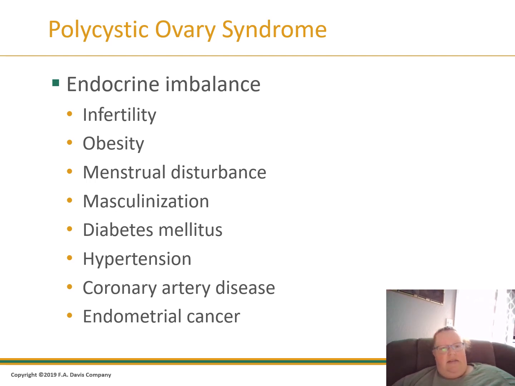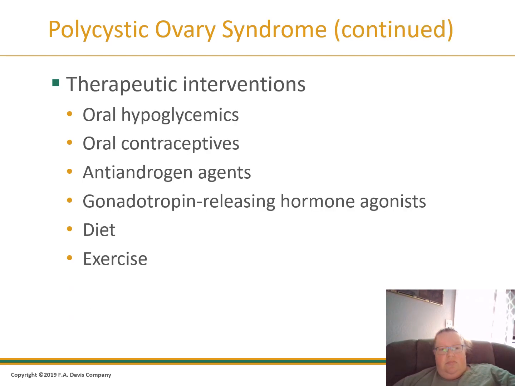But other things that can cause that are diabetes, hypertension, coronary artery disease, and endometrial cancer. Therapeutic interventions are oral hypoglycemics, oral contraceptives, so you get to replace the hormone that's not able to be released, anti-androgen agents, gonadotropin releasing hormone agonists, and diet and exercise.